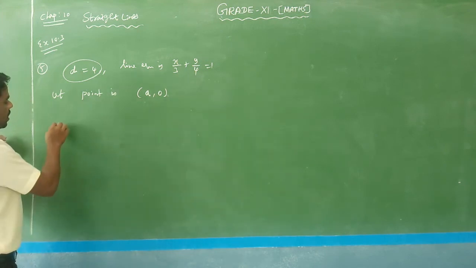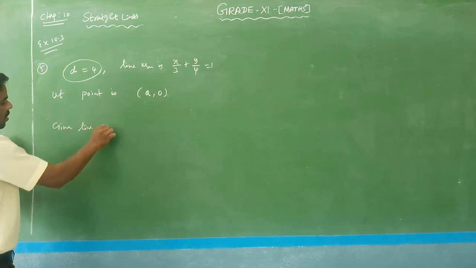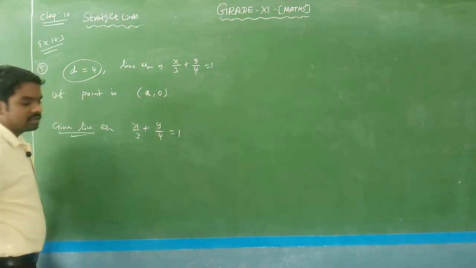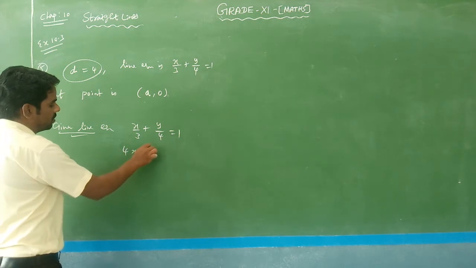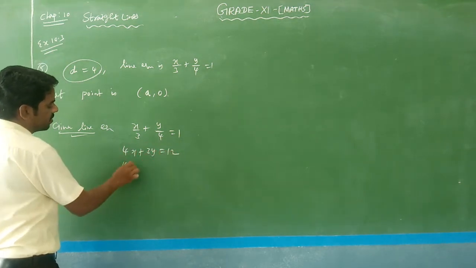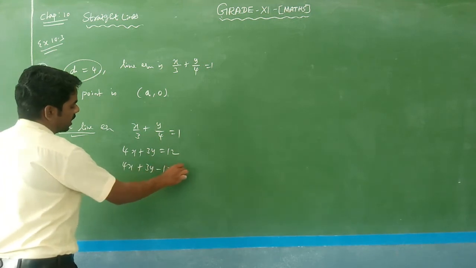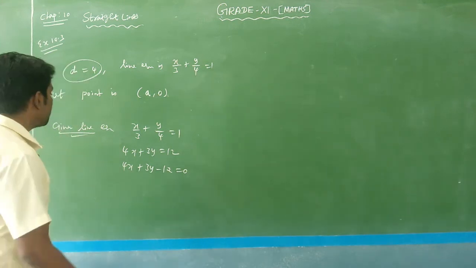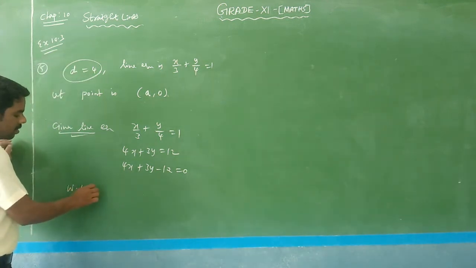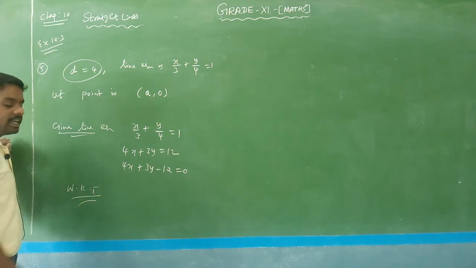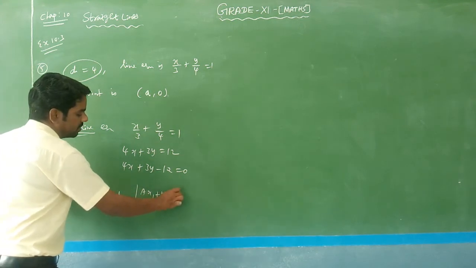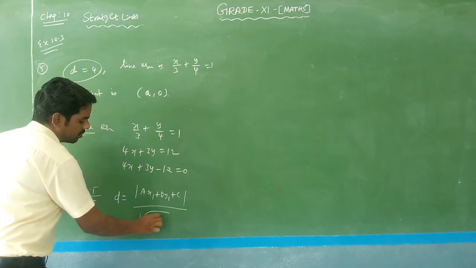The line equation is given as x/3 + y/4 = 1. Simplify this: 4x + 3y = 12. So 4x + 3y - 12 = 0. This is of the ax + by + c = 0 type. Okay, right. So we know the perpendicular distance formula between a point and a line is d = |ax1 + by1 + c| divided by the root of a square plus b square.